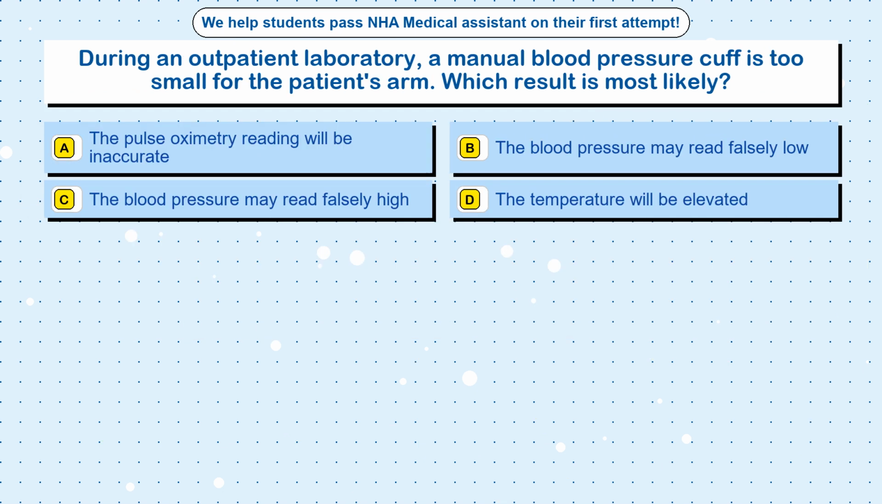Question 12. During an outpatient laboratory, a manual blood pressure cuff is too small for the patient's arm. Which result is most likely? Option A. The pulse oximetry reading will be inaccurate. Option B. The blood pressure may read falsely low. Option C. The blood pressure may read falsely high. Option D. The temperature will be elevated.